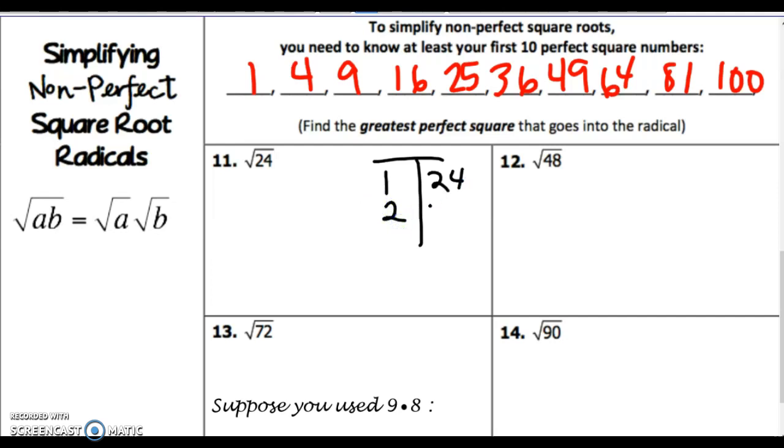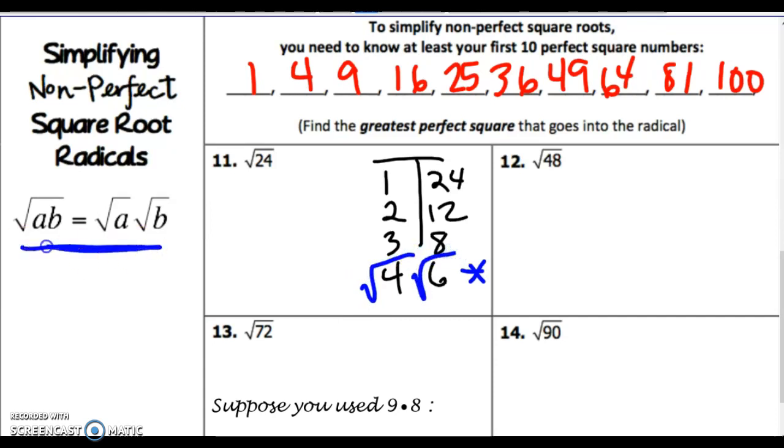Then I'm going to go 2 times 12. Is 12 a perfect square? No. 3 times 8. Is 8 a perfect square? No. 4 times 6. Is 4 a perfect square? Yes. One of those is perfect. So I'm going to stop right here and say that's the one I want. And so then I'm just going to keep going and take the square root of both things. If I have two things multiplied by each other, I can take the square root of each of them individually.